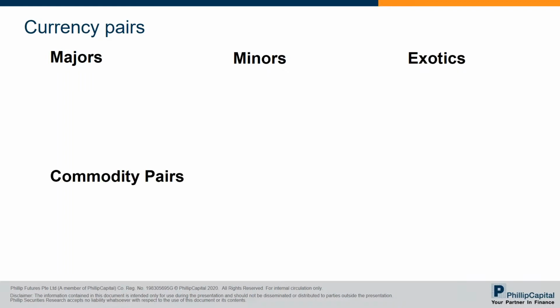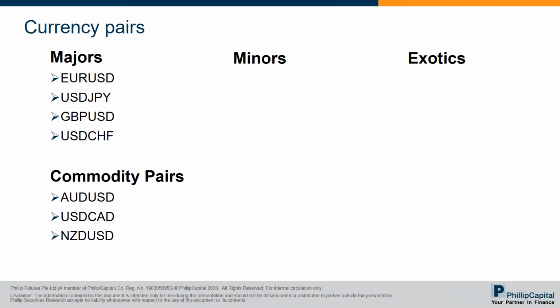All right, so let's talk about currency pairs. You'll hear people talk about major pairs, minor pairs, and exotic pairs. These are the 3 main categorizations. But I'd like to share with you there's a subcategory under the major, called the commodity pair. So a commodity pair can also be referred to as a major pair. The majors are made up of EURUSD, USDJPY, GBPUSD, and USDCHF. And the commodity pairs are the Australian dollar, the Canadian dollar, and the New Zealand dollar versus the US dollar. So these are the major pairs.